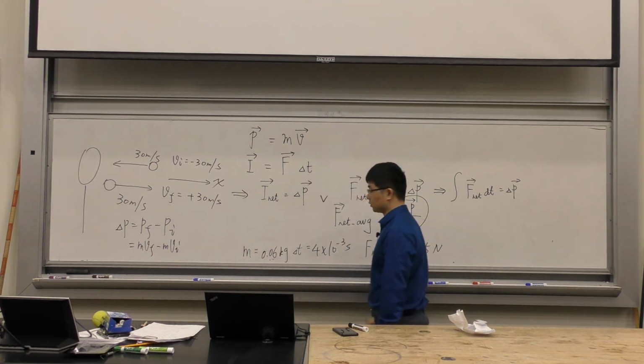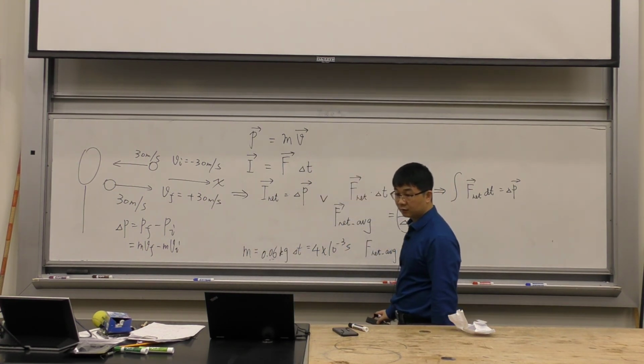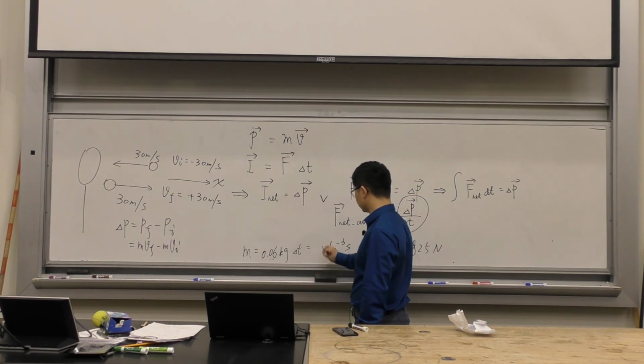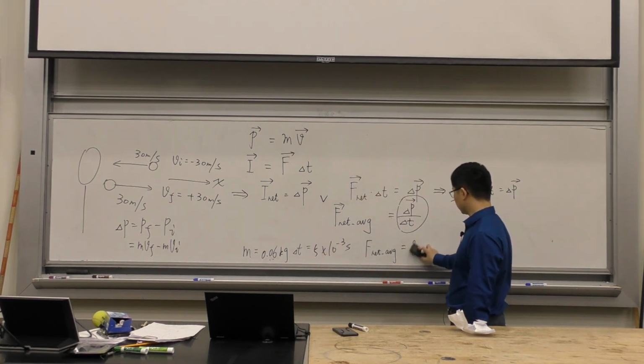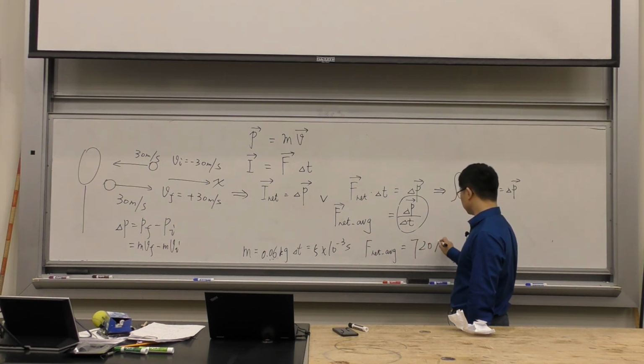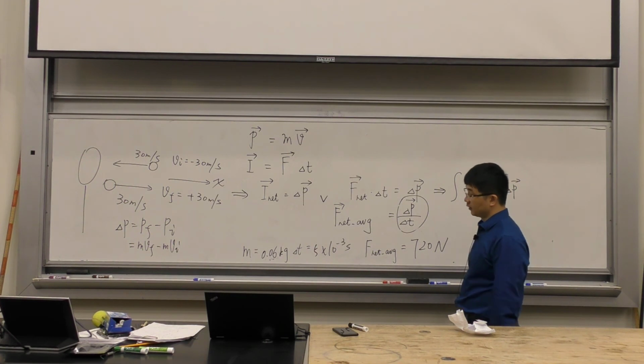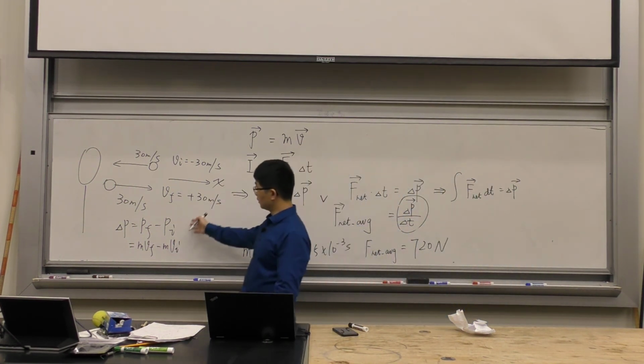The mass is still the same. The time is 5 milliseconds. Now you put everything in this equation, what is the average net force? 720 newtons, okay.